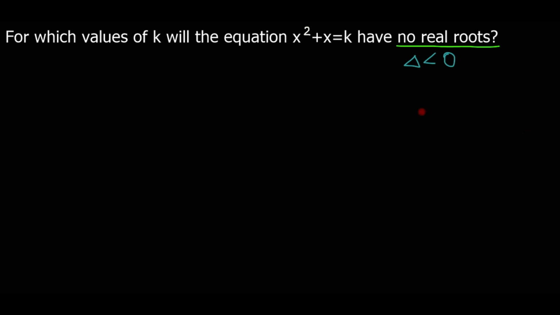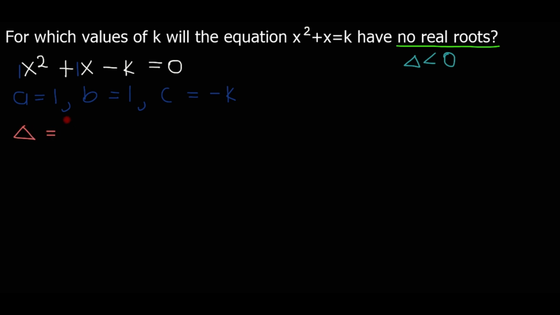Let's write this equation first in standard form. So this is x squared plus x, and then to transpose k, you change the sign, and you have a negative. So from there, the value of a is 1, and then also the value of b is 1, and then c is negative k, because I know x. So from there, I should find the discriminant.